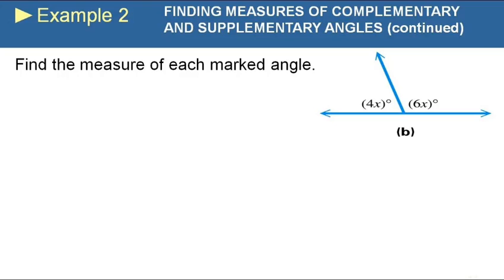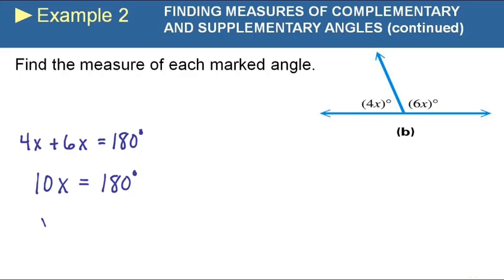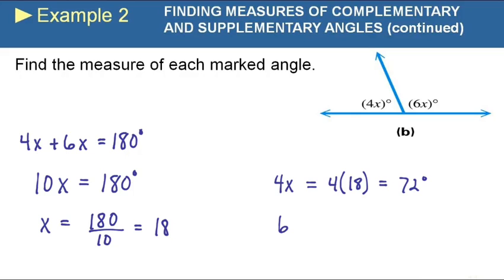Here's the second part of example 2. Find the measure of each marked angle when we have a straight angle where one side is 4x and the other side is 6x. So what we know about straight angles is that they add up to 180. So 4x plus 6x is 180. That means 10x is 180, or x equals 180 over 10, which is 18. Then 4x equals 4 times 18, which is 72. And 6x equals 6 times 18, which is 108.